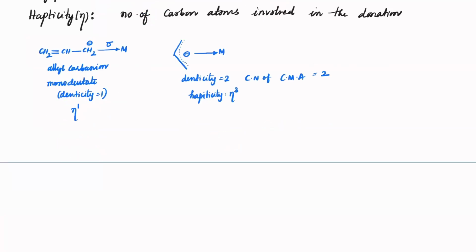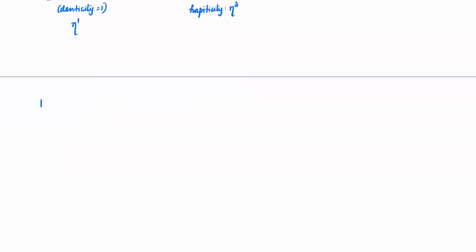Check out one more example here. Suppose I have cyclopentadienyl with a double bond here and a minus charge on this position. And let's say this is how the structure has been represented for us. So it's very simple. That means this carbon has a lone pair with a minus charge. It is donating. So hapticity is also 1. Denticity is also 1. The coordination number contributed from that group is also 1.